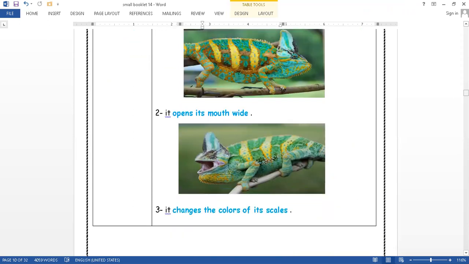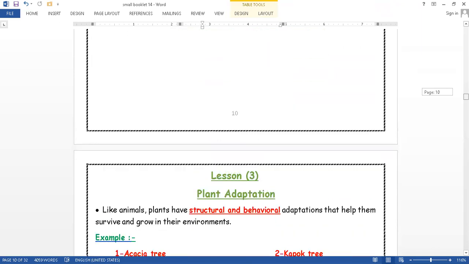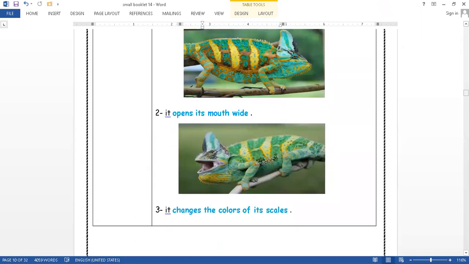Okay, and finally, it has something that we all know, which is changing the colors of its scales. Why? To blend with their environment. Super Junior 4. Now we finished lesson 2, so goodbye.